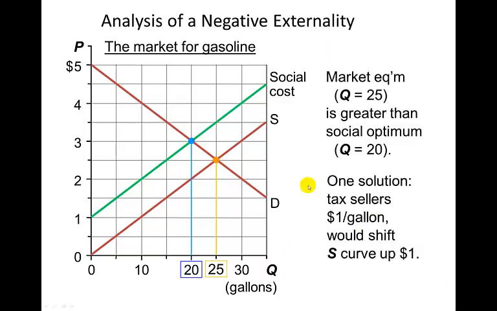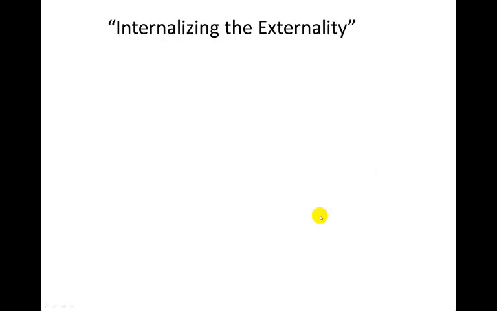What could we do to solve this? We're going to talk about this later in more detail, but one solution is you may notice that this looks a lot like the setup if we imposed a $1 tax on sellers. So we impose a $1 tax on sellers. That would shift the supply curve up by $1. And what's really important to notice here is that then the supply curve incorporating the tax would be exactly identical to the social cost curve.